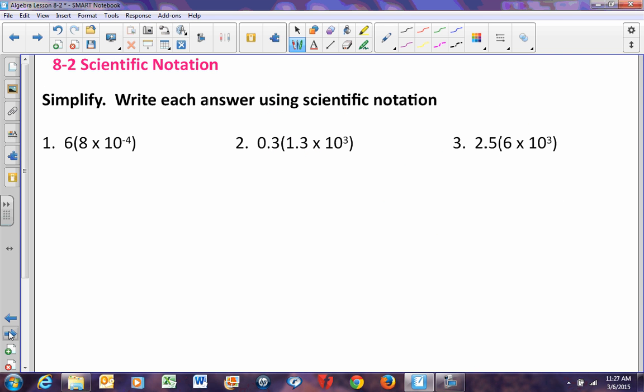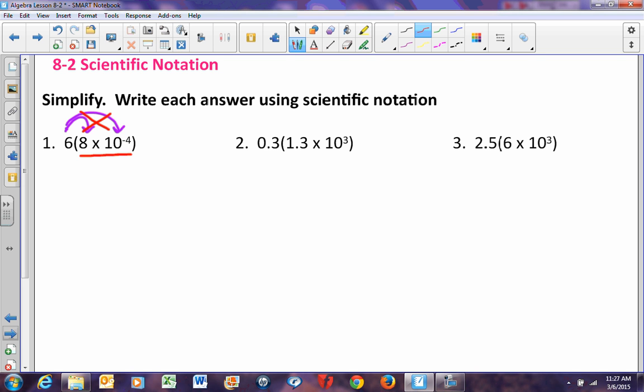Last thing we're going to do is simplify things and use scientific notation. This is just like using the distributive property, except most people will think, oh, I need to distribute here and I need to distribute here. That is wrong. You do not do that. Because literally, 8 times 10 to the negative 4th is one number. It's not two numbers, it is one number. So you only distribute the 6 to the 8.